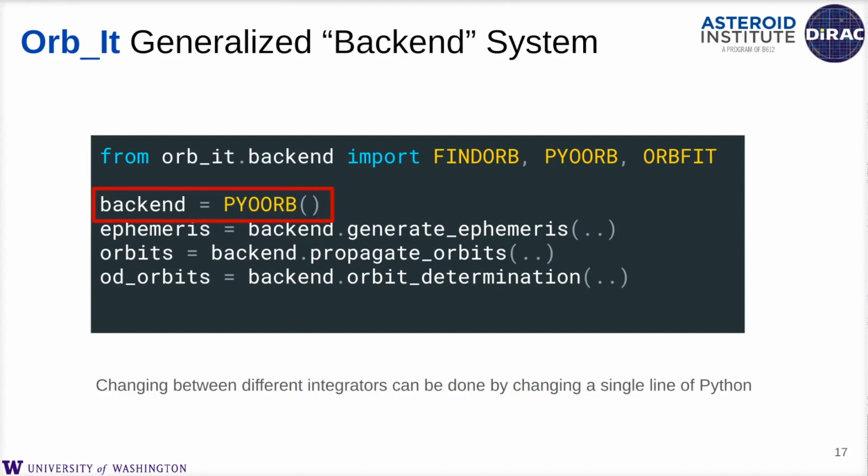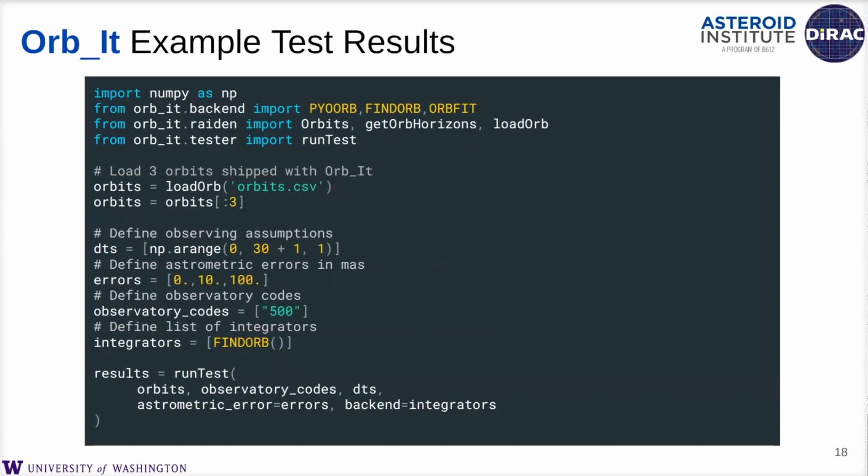So if you don't necessarily want to use a testing framework, but you want to access the backend class, Orbit can do that for you as well. Okay, what does a test actually look like in practice?